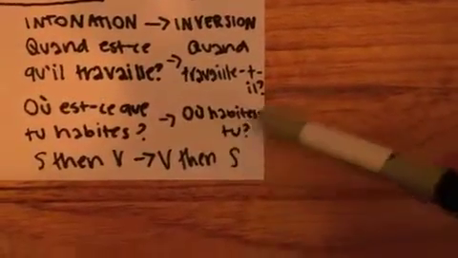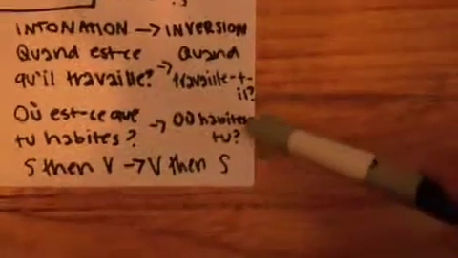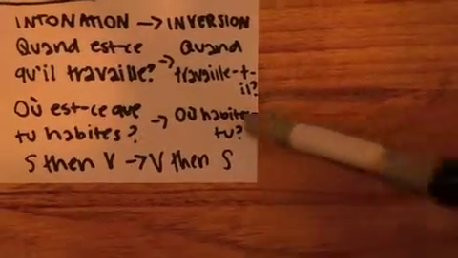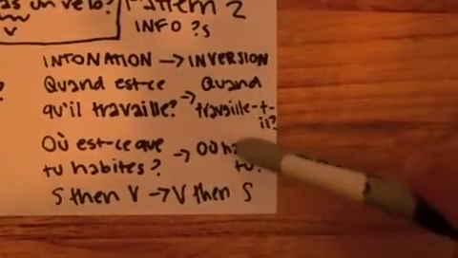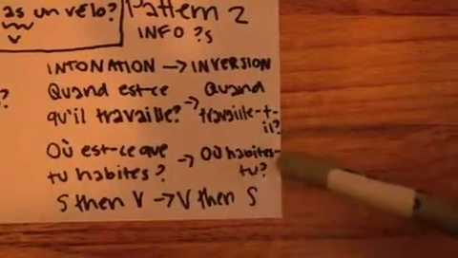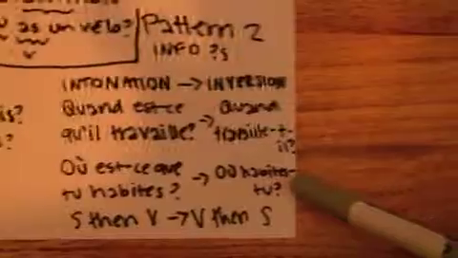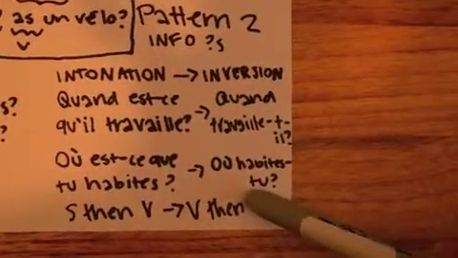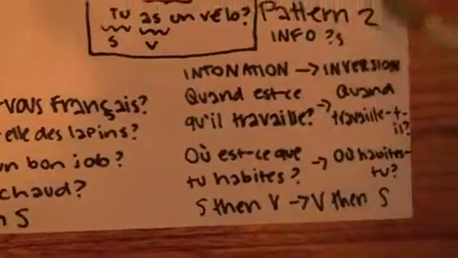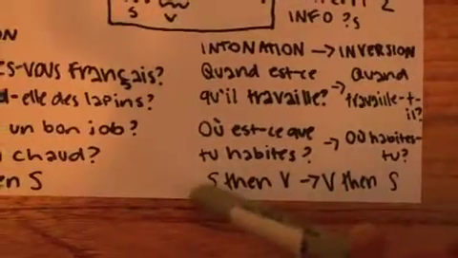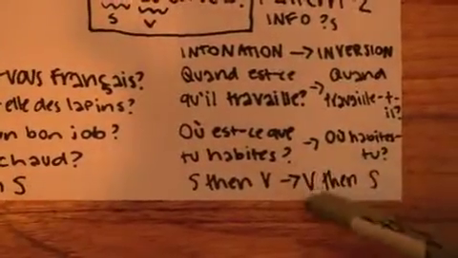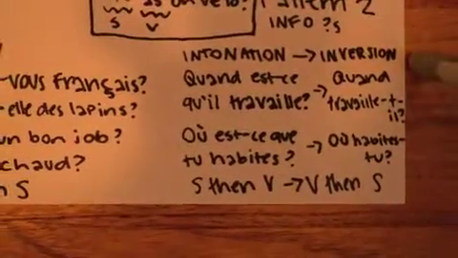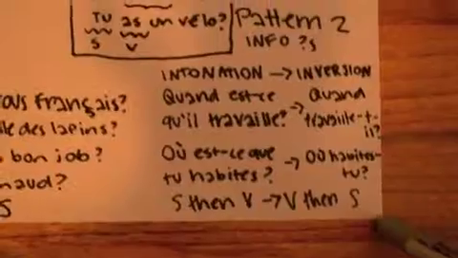And before tu, because it is inverted, you have to keep the dash, no matter if there's two vowels or not. It's because that's how you do it with inversion. You have to put the dash to separate the subject, which is now at the end, and the verb. So remember, to go from intonation to inversion, you do subject then verb for intonation, how you would normally see it, and then you go to verb then subject for inversion, how you would see it when you invert the question.